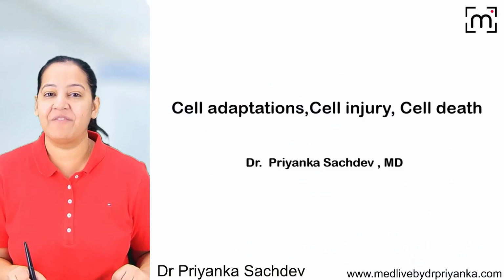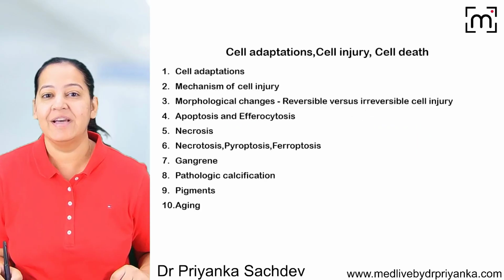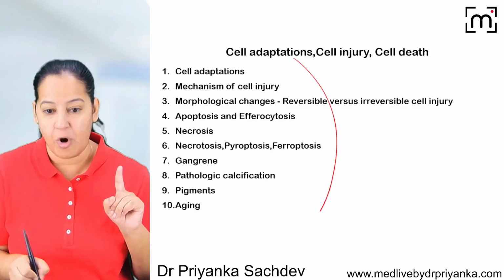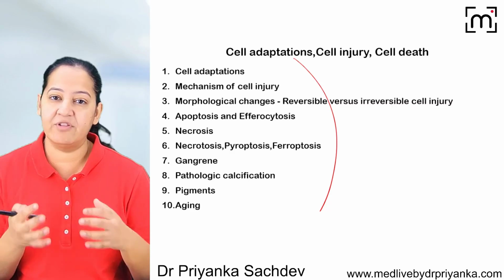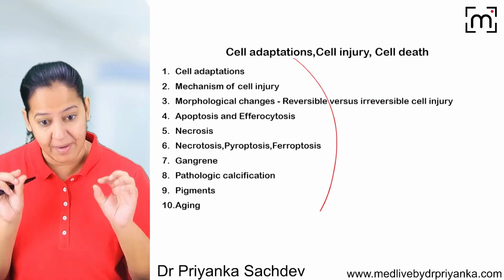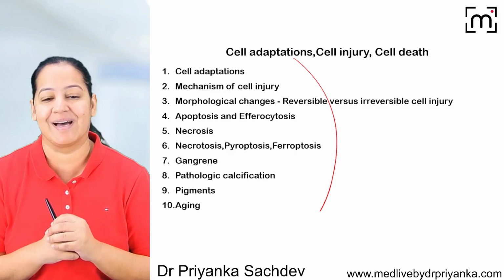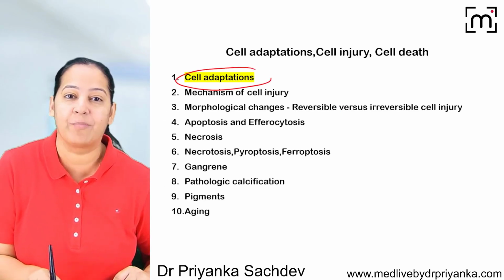So let's start chapter 1, that is cell adaptation, cell injury and cell death. So these are the 10 topics I am talking about. We will be discussing these 10 topics one by one. In each topic, I will show you the long, short and very short questions which are usually asked from that particular topic in the university exams. Let's start the first topic, that is cell adaptations.